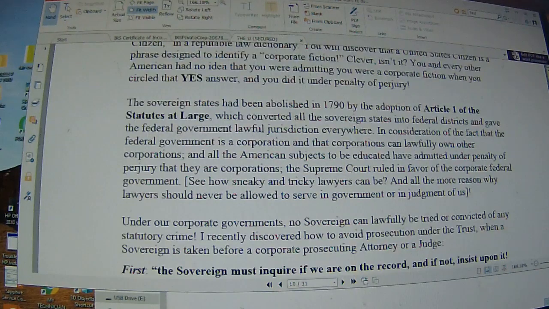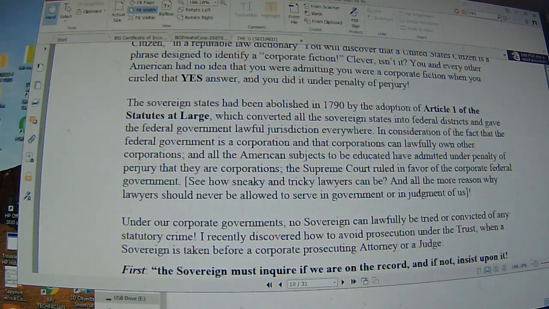All right, let's get on down in this thing. All right, we're going to start down here. Under our corporate governments, no sovereign can lawfully be tried or convicted of any statutory crime. I recently discovered how to avoid prosecution under the trust when a sovereign is taken before a corporate prosecuting attorney or judge. Now remember, look up the word sovereign so you know what that means. We're not talking about a sovereign citizen. There is no such thing as a sovereign citizen. How are you going to be a man and a leader and a king and a servant at the same time?